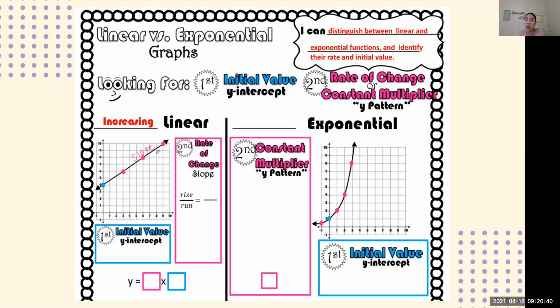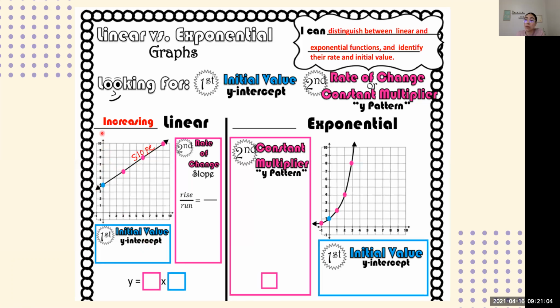All right, so once you identify it's increasing because it's going up, you can move on to our first step, the initial value. That's usually the easiest one when you're working with the graph. That's going to be your y-intercept. So right now your y-intercept here is colored blue. This graph has a blue point. That should help you out.